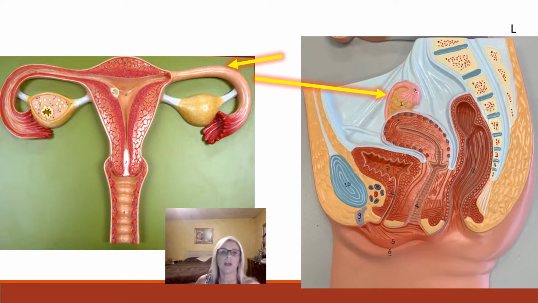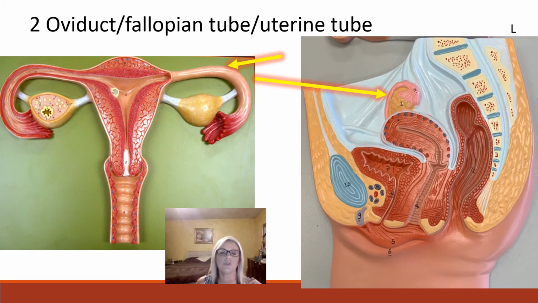And so here's a look at those fallopian tubes, uterine tubes on these models. These are bilateral, so they are paired. You have a right and a left if you have normal anatomy. And the fertilized egg is going to pass on through those fallopian tubes from the ovaries to the uterus.